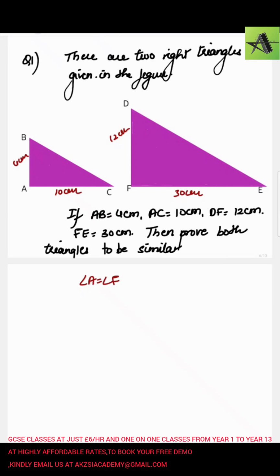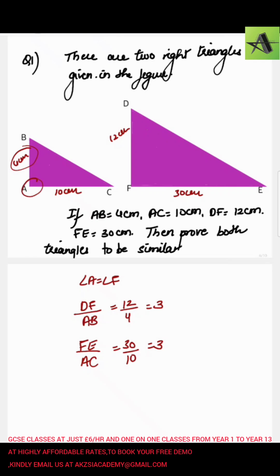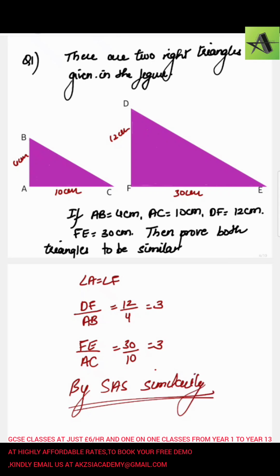Now we have to see whether these corresponding sides are bearing a constant ratio or not. When I divide DF over AB, I get 12 over 4, which is 3. Similarly, when I do FE over the corresponding side AC, that is 30 over 10, that will give me 3. Yes, they are bearing the same constant ratio. So by side angle side, they have to be in that order, I can prove that these two triangles are similar. So I can say by SAS similarity, they both are similar in nature.